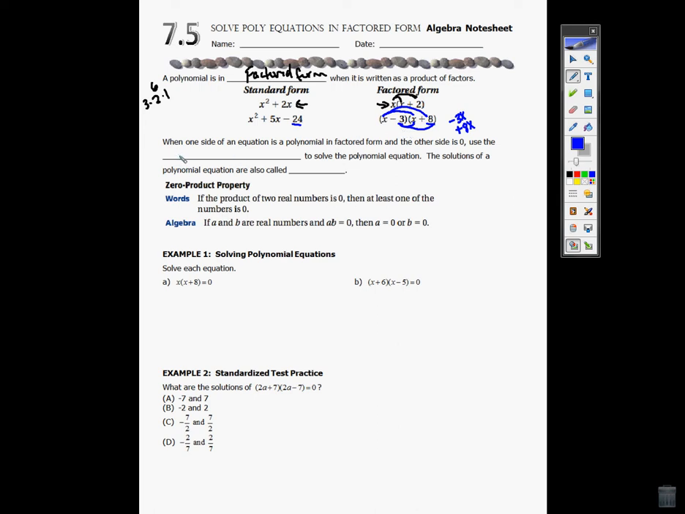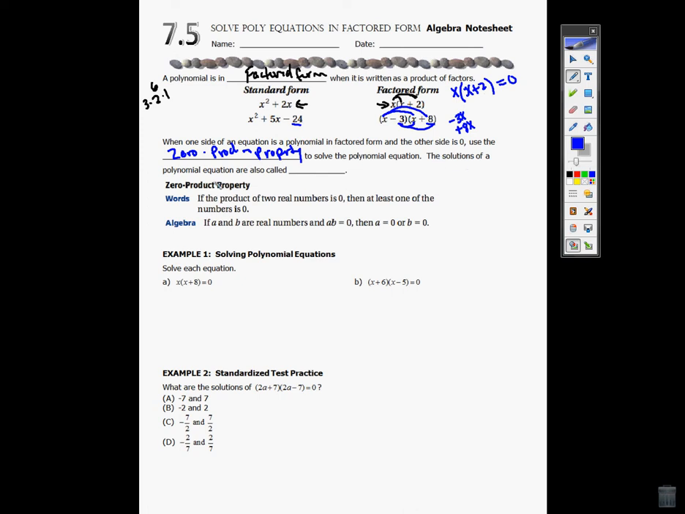All right, when one side of an equation is a polynomial in factored form, and the other side is a 0, so let's say I took this first one, x plus 2, and I said it was equal to 0. If I have an equation that looks like this, I can use the zero product property to solve the polynomial equation. So I can solve this type of equation using something called the zero product property.